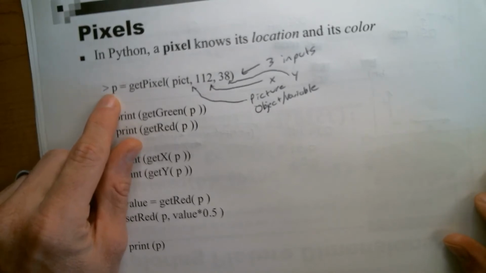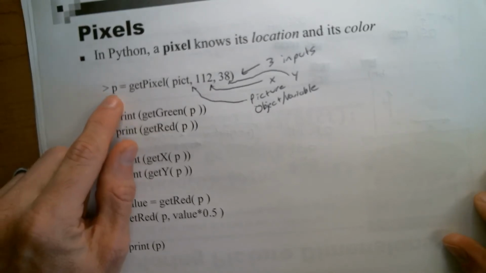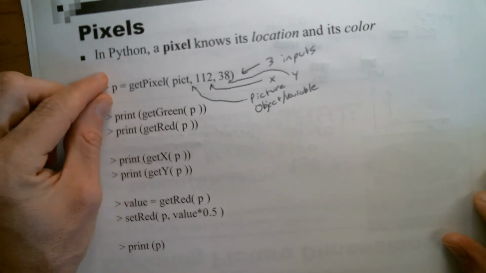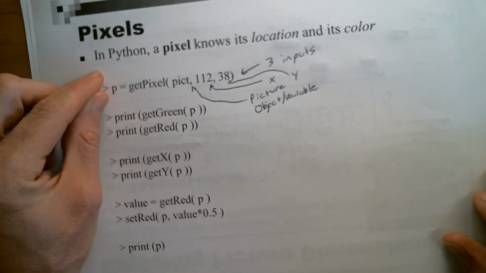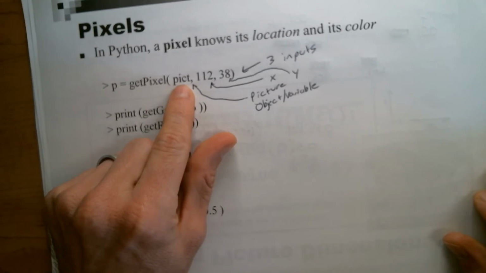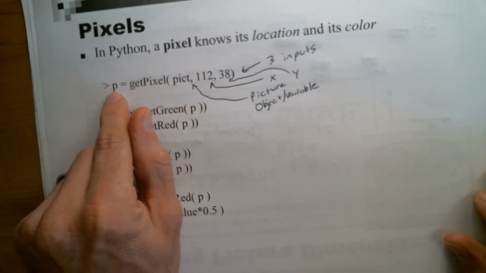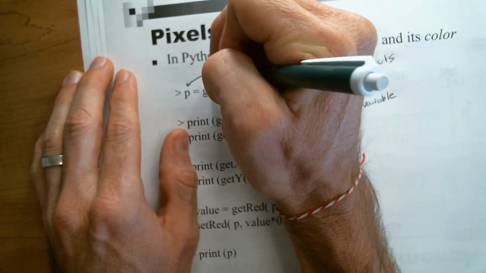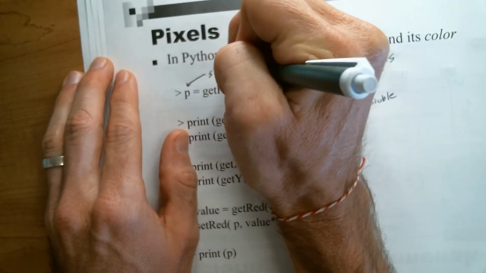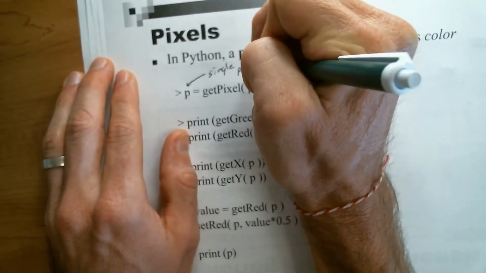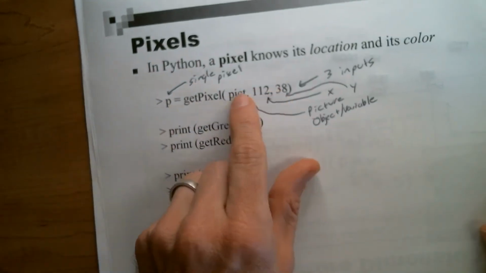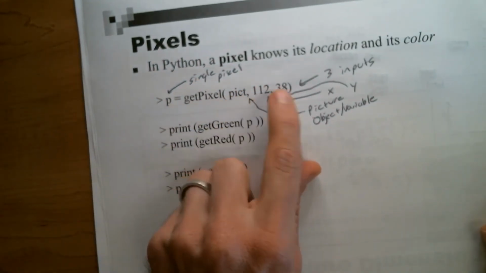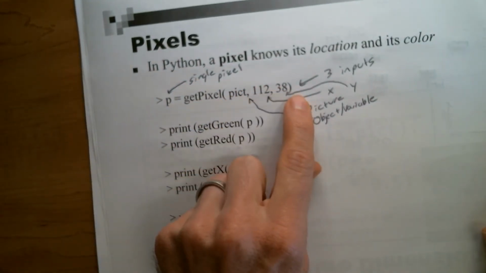I'm just creating a variable or an object P that is now going to be storing a pixel. So whereas this is storing an entire picture, this is going to store the information for just a single pixel. So this is going to represent a single pixel that's part of this picture at these coordinates.